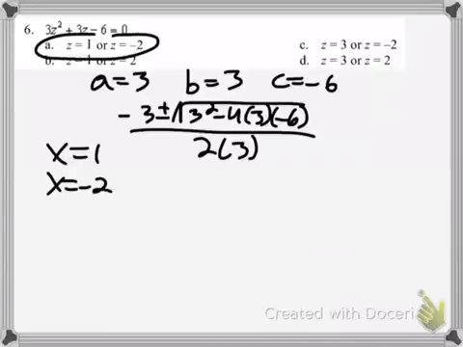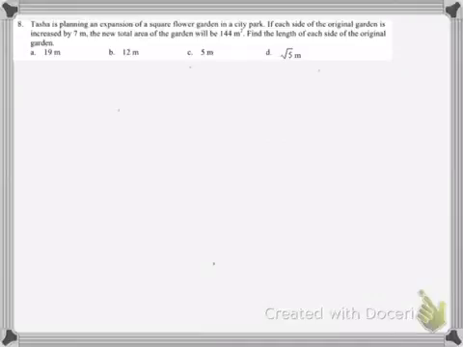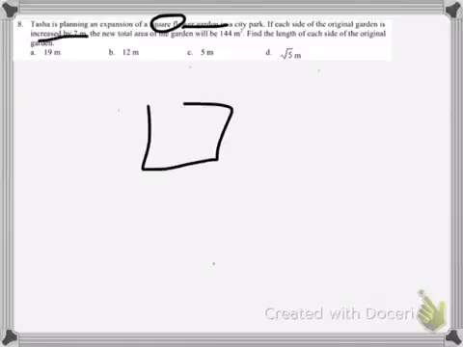Or z, same thing. Right here, it says in planning an inspection of the square flower garden in City Park. So square flower garden, so square is important. The east side of the original garden is increased by 7, so we got our square garden. X, if we add 7 to it, the new total area of the garden is 144. Find the length to the east side of the garden.